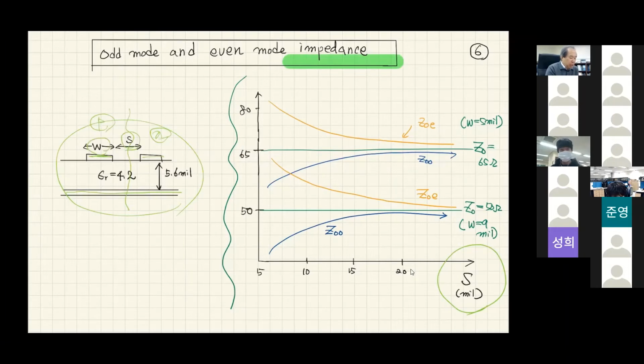In most cases, let's assume that we are designing a differential line on a PCB. Usually, the dielectric constant is fixed, the thickness is already fixed, and the metal width is also usually fixed. So in most cases, we are just controlling the space between the two lines. Please pay attention to this.